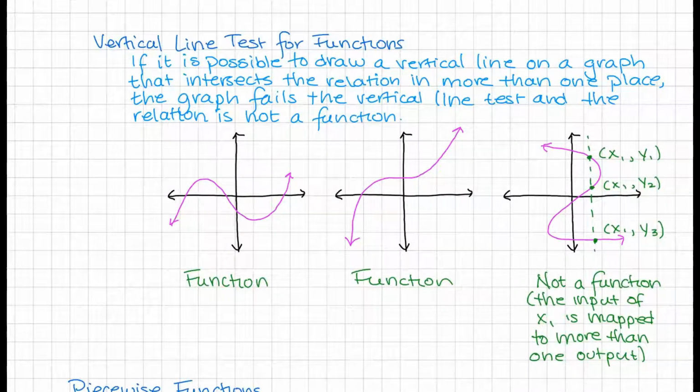And you can kind of see how this vertical line test works. Because these 3 points are vertical from each other, they all have the same x-coordinate. But they have 3 different y-coordinates. So this one x value is mapped to 3 different outputs, and that violates the definition of a function. So that's how the vertical line test works.